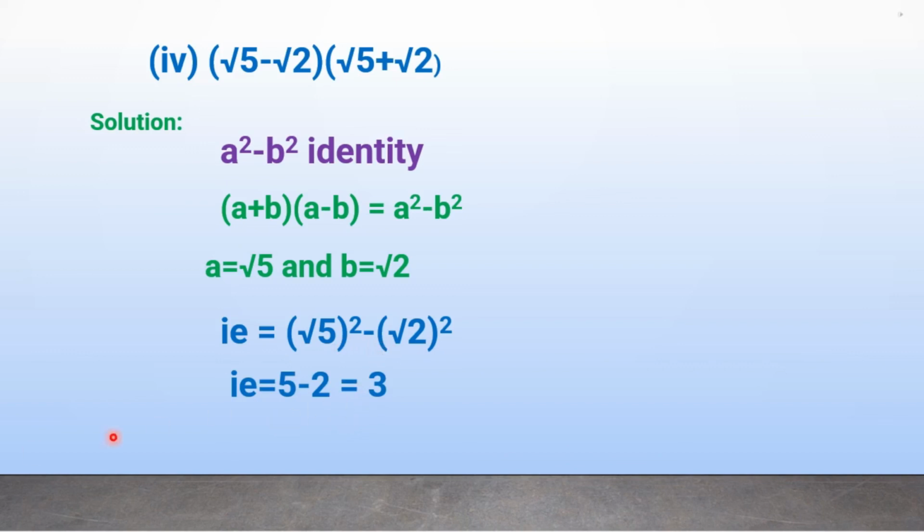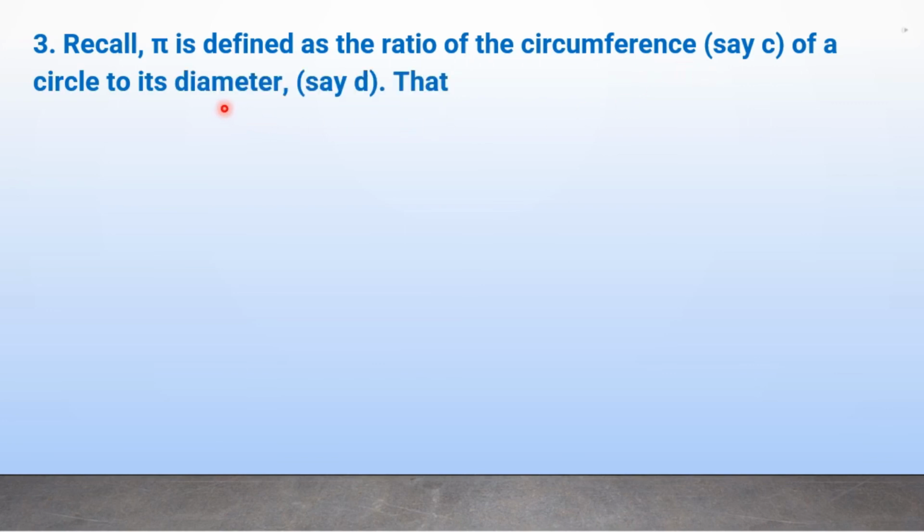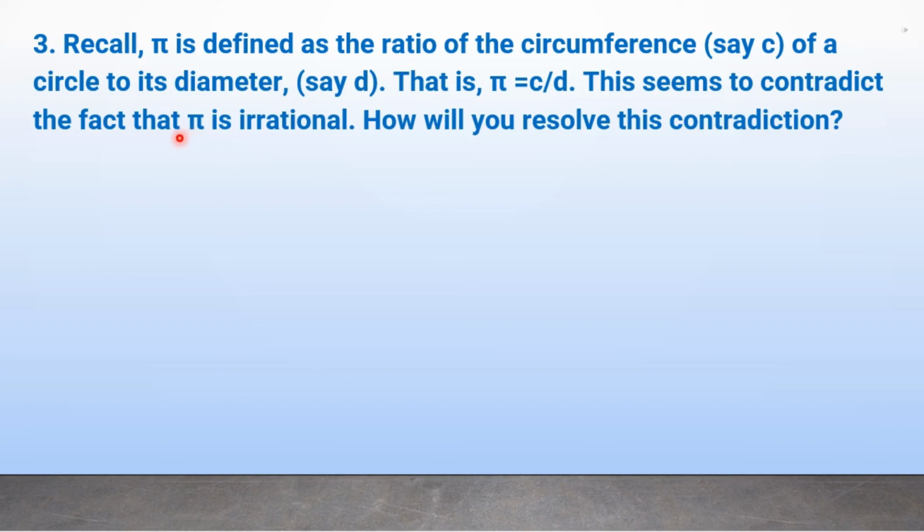3 is the answer. Question number 3. Recall pi is defined as the ratio of the circumference of a circle, say C, to its diameter, say D. That is, pi is equal to C by D. This seems to contradict the fact that pi is irrational. How will you resolve this contradiction?